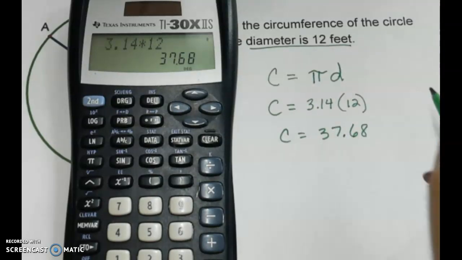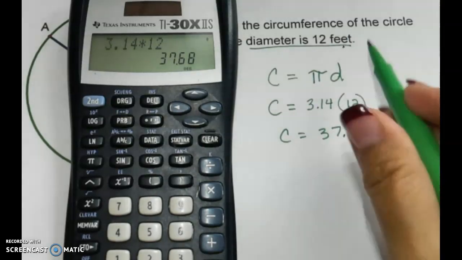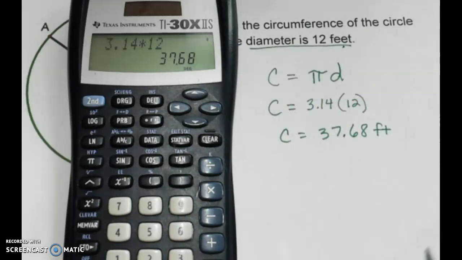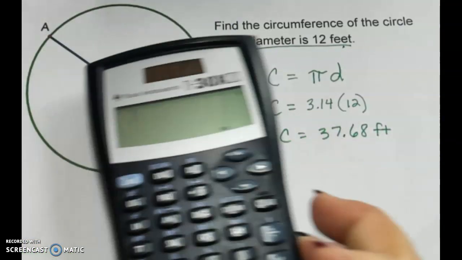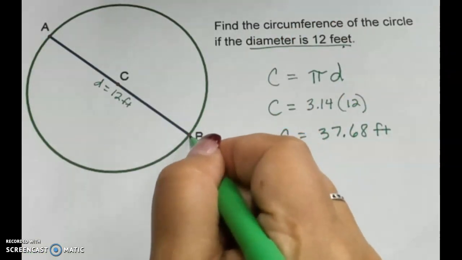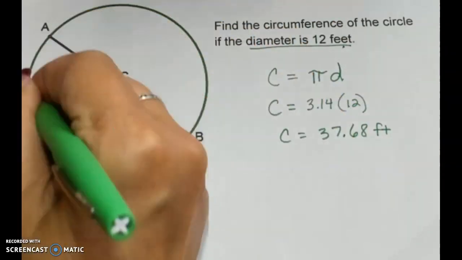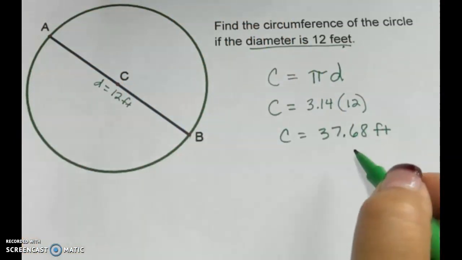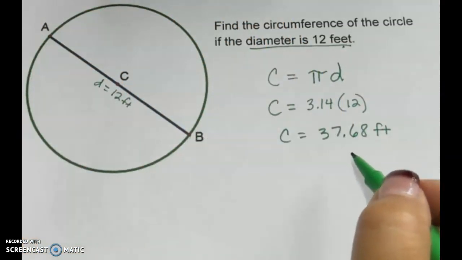37.68. Okay, our label in the problem is feet, so feet will be our label for our circumference. The distance around this circle from wherever we start, let's say we start at point B and measure all the way around back to B, will be 37.68 feet.